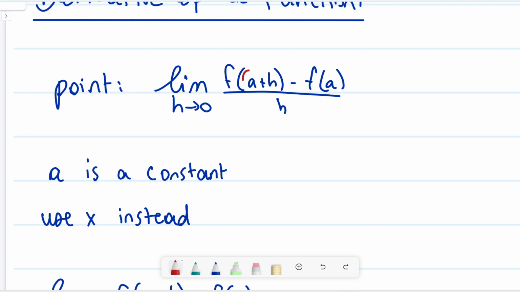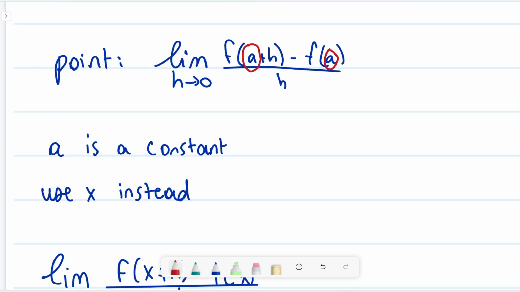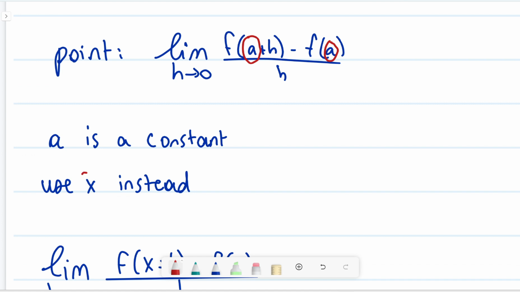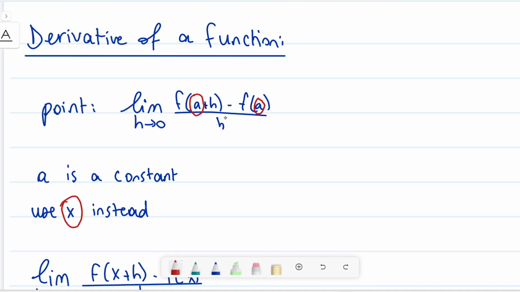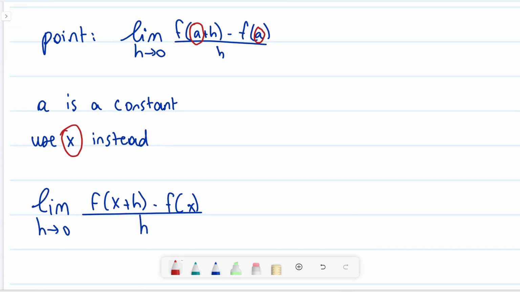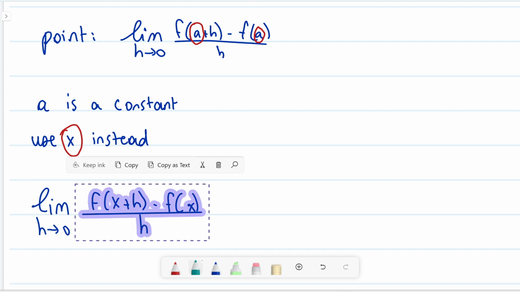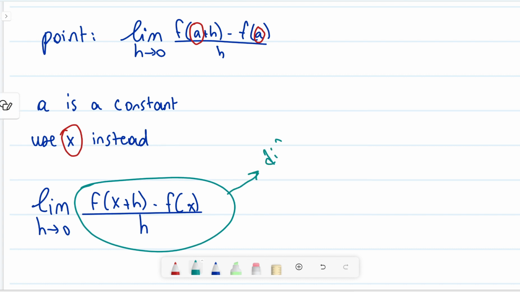And as you might notice, a is a constant. However, in a function, we have x, which varies. So simply to find the derivative of a function, all we have to do is generalize this function and use x instead of a. So our formula becomes limit f of x plus h minus f of x divided by h as h approaches 0. And in fact, this part, we call this the difference quotient.